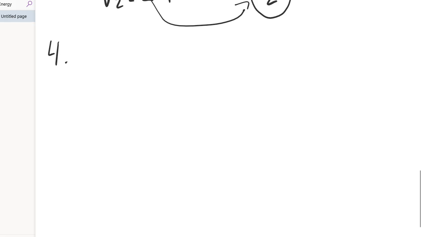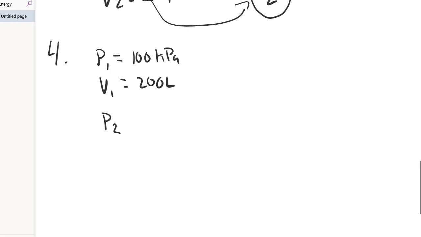Let's write what we've been given. Well, the P1, the initial pressure, is 100 kilopascals, and the initial volume is 200 liters. Then it is compressed to a new volume. The new volume is 80 liters. You see how it's changed from 200 to 80. They want to know what P2 is. Well, let's write our equation.